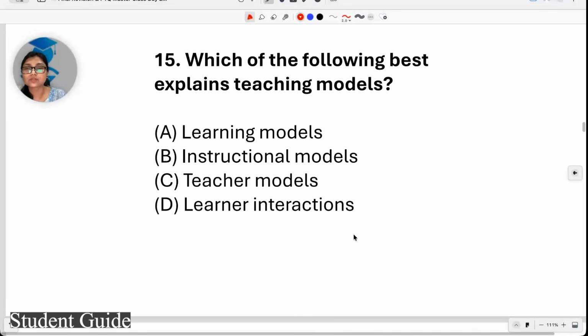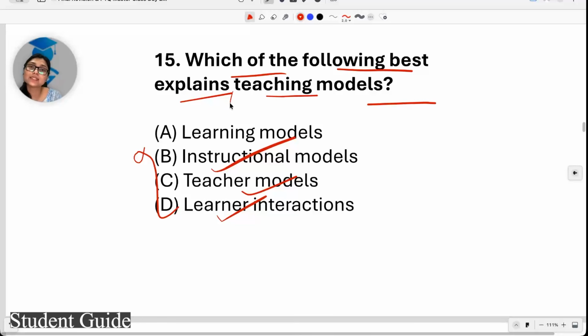This question number 15 is asking which of the following best explains teaching models. Here are some options. The first option is saying learning models. Next is instructional models. Next is teacher models. Next is learner instructions. As the question is asking what best explains teaching model.